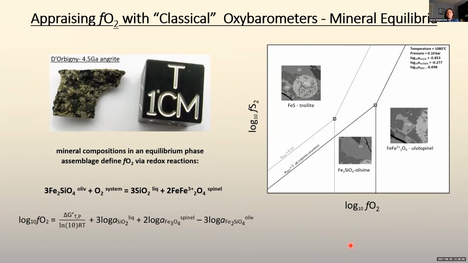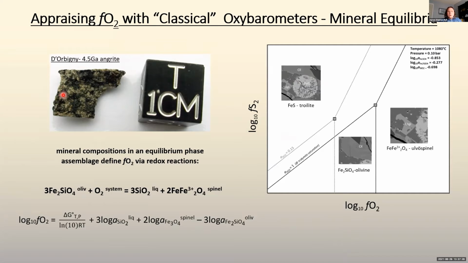And so the classical approach to evaluating the FO2 of a volcanic rock or a magmatic rock of some sort would be to use mineral equilibria. And so typically the idea here is the coexistence of certain minerals basically can be used to define the oxidation state of the system. And here I'll give you a quick little example from an angritic meteorite. So this is one of these weird exotic critically silica undersaturated basalts. They're about 4.5 billion years old. This is a picture of Durbani. It's an angrite that fell in Argentina.